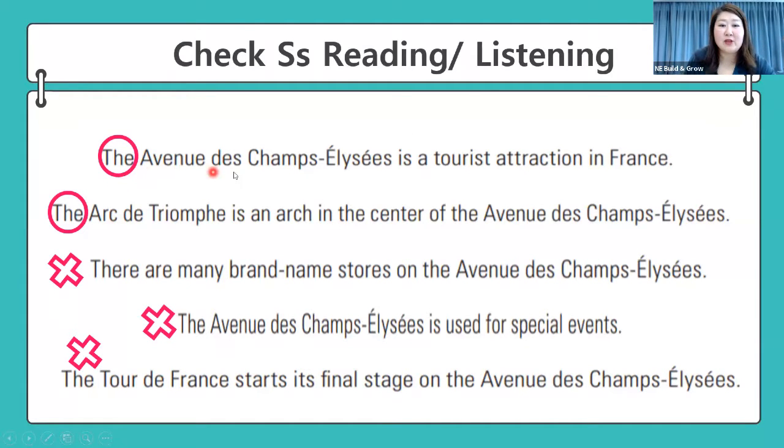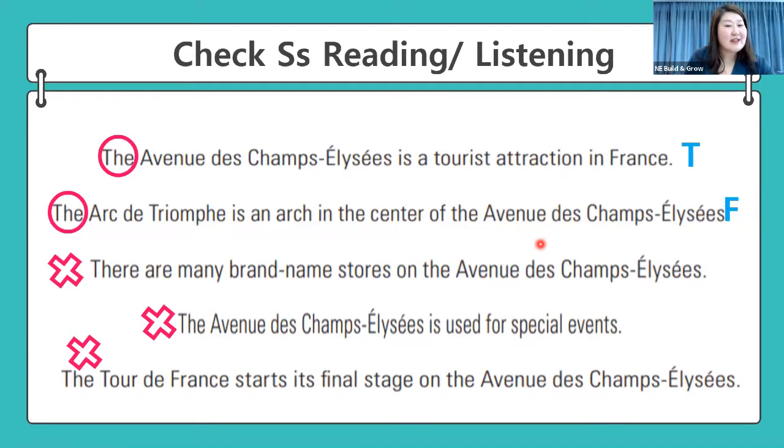So the Avenue des Champs-Élysées is a tourist attraction in France. Is that right? Yes, we all know that's right. Then what about this one? No, right? It's the end of the Avenue des Champs-Élysées, right? So if you got this right, then you did a great job.